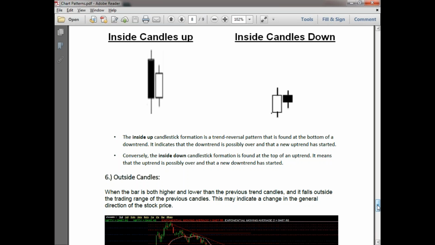All right. So having said that, inside up candle formation is a trend reversal that is found at the bottom of the downtrend. It indicates that the downtrend is possibly over and a new uptrend has started. Okay.